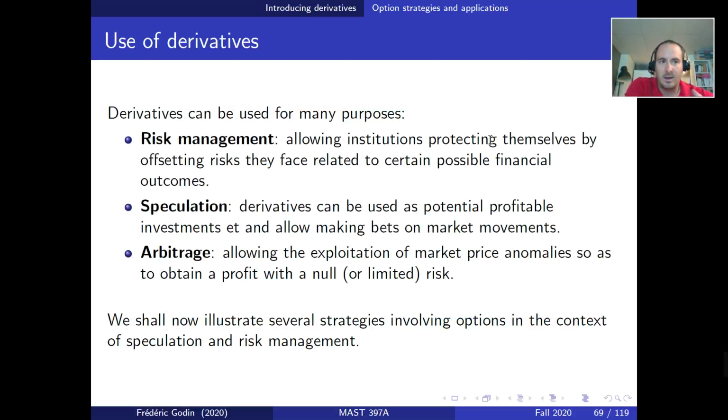So at the end of the last video, we mentioned that derivatives, for example options, futures, or forward contracts, can be used for three main purposes: risk management, speculation, and arbitrage. In what follows, we're going to provide some examples for the first two cases, especially for risk management, but also some examples associated with speculation.